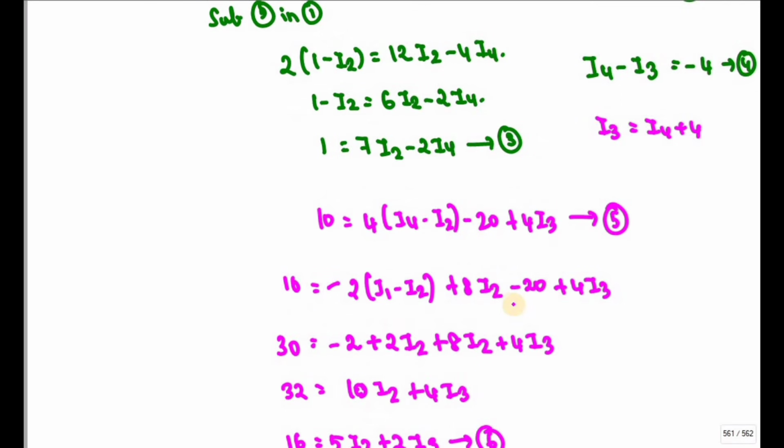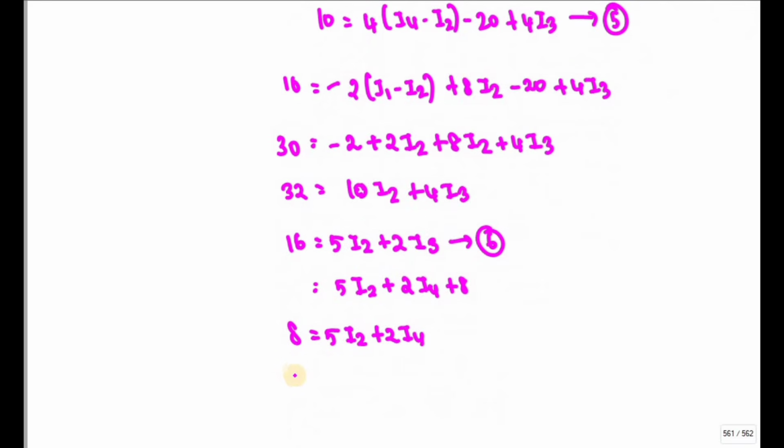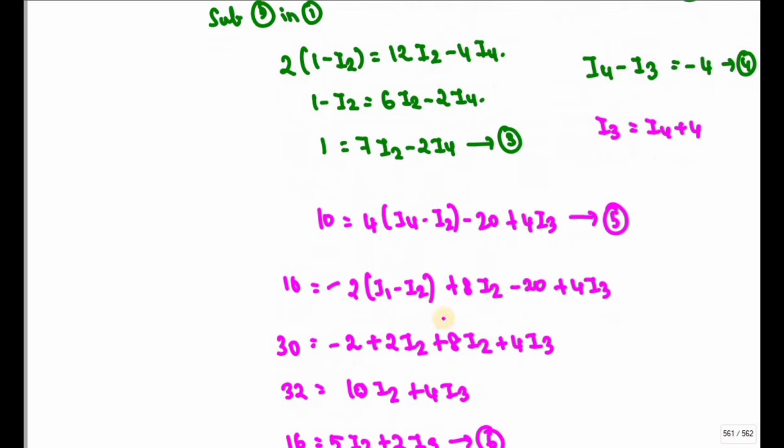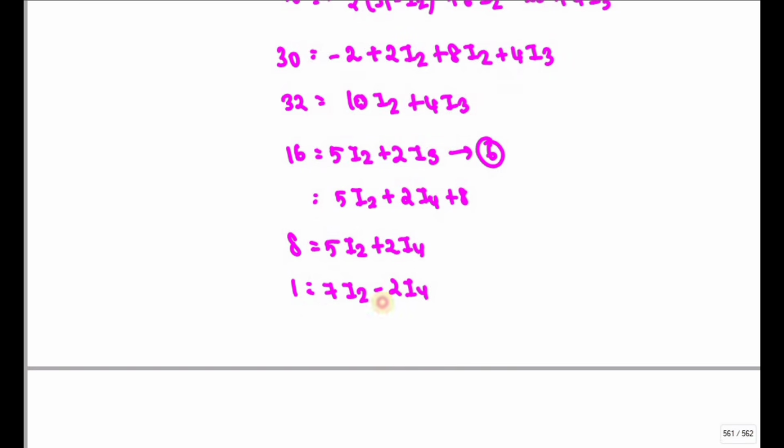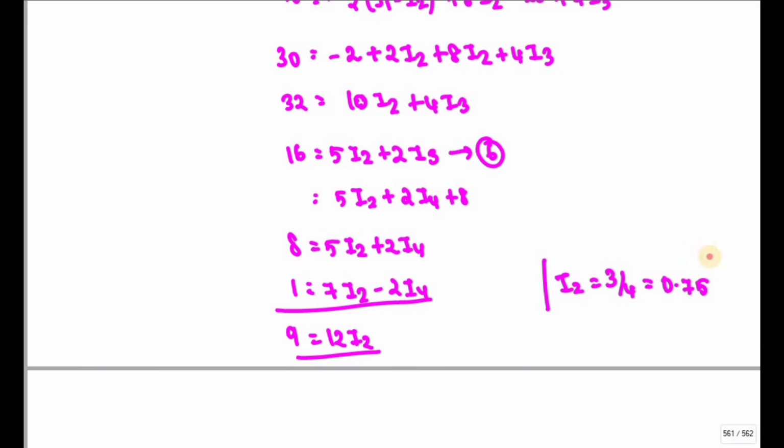So you can solve this equation with 1 is equal to 7 I2 minus 2 I4. On solving, 9 is equal to 12 I2. So 9 by 12 is your I2, that is equal to 3 by 4, so you will get the answer as 0.75. So this is your I2.